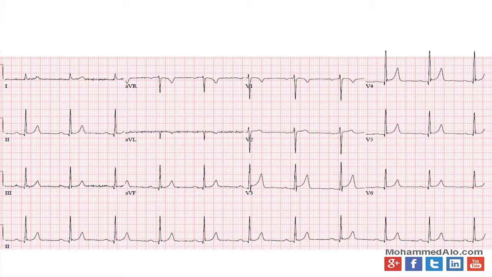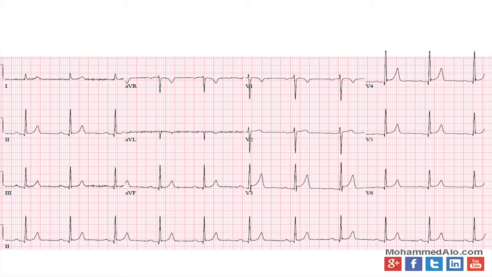It's usually a young male, sometimes African American, but these ST elevations are not the correct shape to be an acute MI. If you look at V1, V2, V3, it's concave upwards. It forms a cave facing upright. That is not an ST elevation MI.